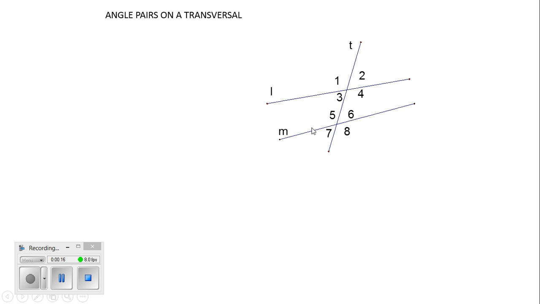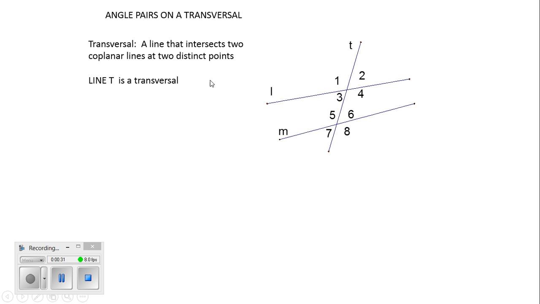So we're going to call this third line that's crossing the transversal. When one line intersects two other lines, it is called a transversal. A transversal is a line that intersects two coplanar lines at two distinct points. Line T is the transversal.